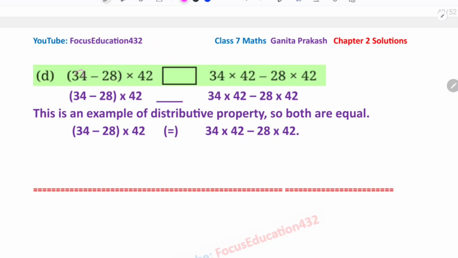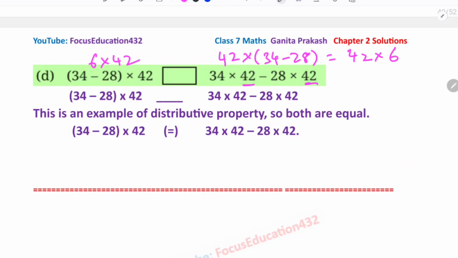34 minus 28. How much is it? 6. Yes, this is 6 multiplied by 42. What about the right side? Right side common is 42. So 42 is multiplied by 34 minus 28. That is, 42 is multiplied by 6.